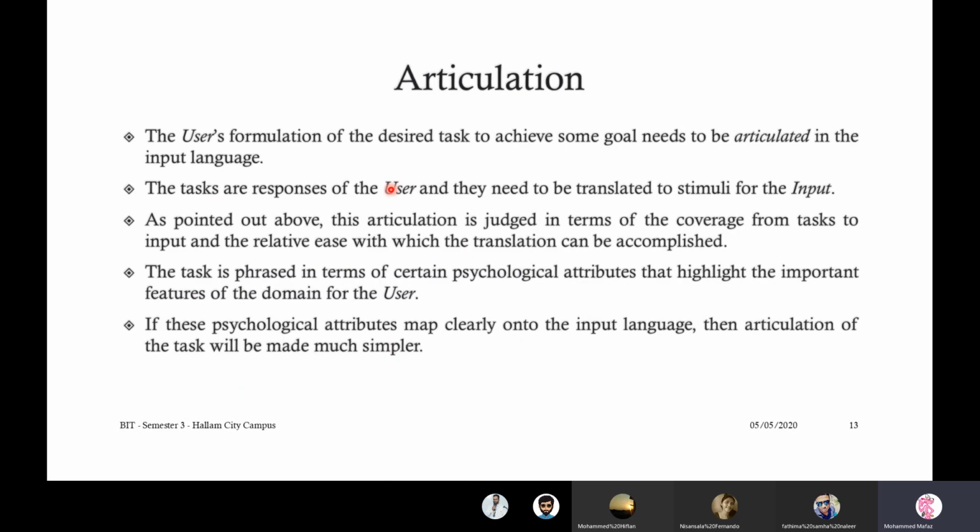Articulation. The user's formulation of the desired task to achieve some goals needs to be articulated in the input language. The tasks are responses of the user and they need to be translated to stimuli for the input. As pointed out above, this articulation is judged in terms of the coverage from tasks to input and the relative ease with which the translation can be accomplished.